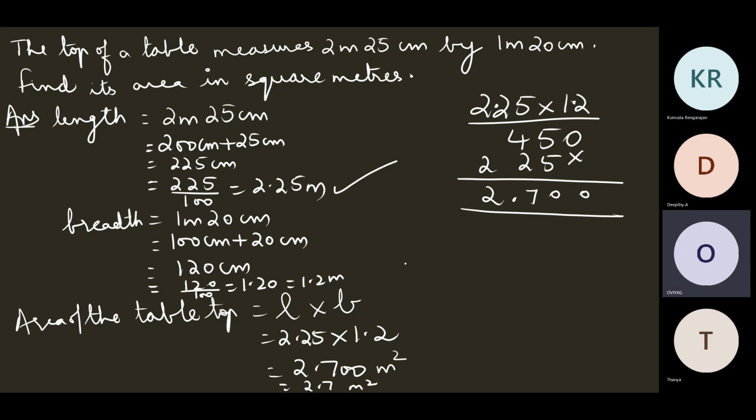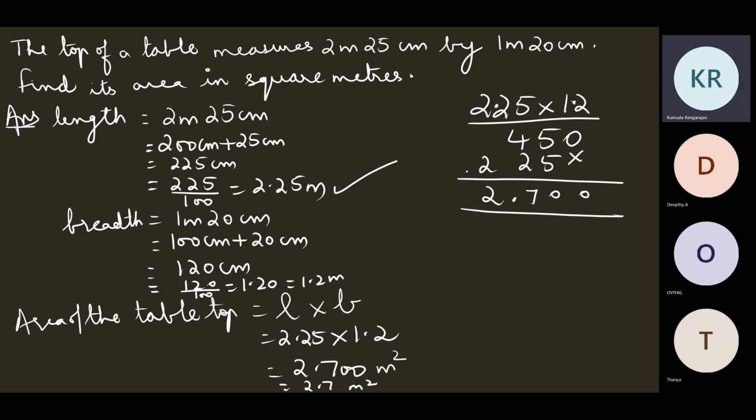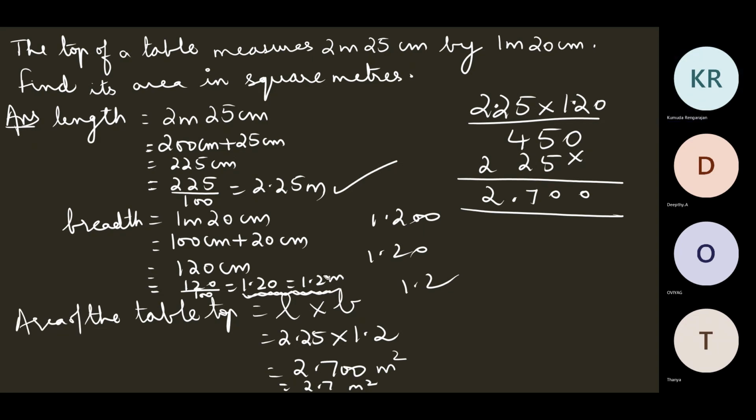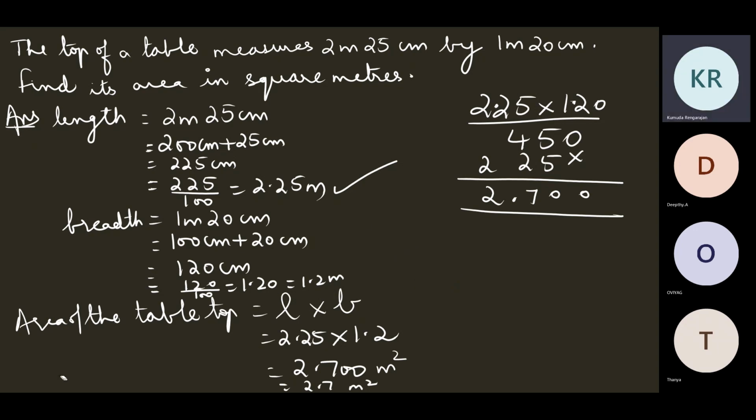Ma'am, for me, an extra 0 came. No, that's because you would have multiplied by 1.20. Yes, ma'am. 1.20 is nothing but 1.2. You can see it here, I've written 1.200, or 1.20 is nothing but 1.2. That's why you're getting an extra 0. That's okay. Since you've taken it as 1.20, you will get an extra 0. That's fine.